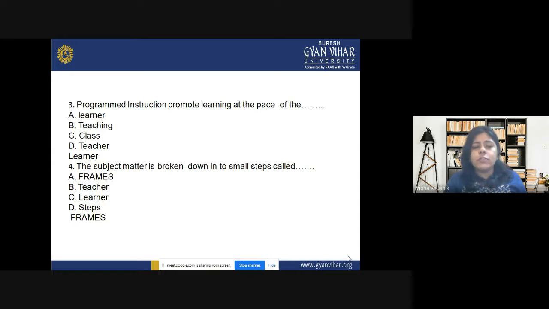So students, these are the choices, and now you have to select the correct one on the basis of the given choices. And the correct answer is option A, that is frame. So, the subject matter which is broken down into small steps is known as frames.